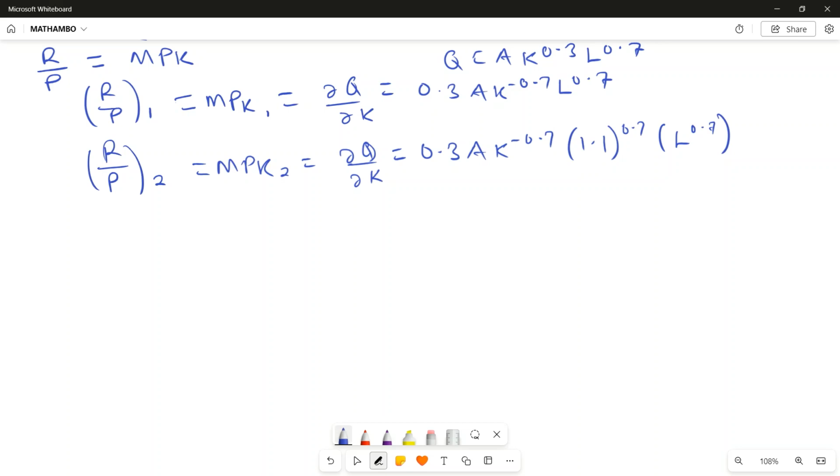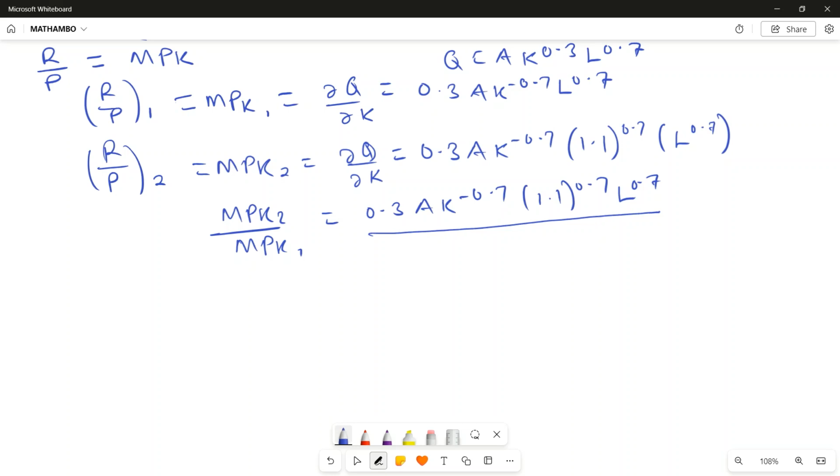Then we'll have to get the ratio of the two. In short, we have to do marginal product of K2 over marginal product of K1. So this will be 0.3 AK to the power negative 0.7, 1.1 to the power 0.7, then L to the power 0.7, divided by the initial marginal product, which is 0.3 AK to the power negative 0.7, then labor to the power 0.7, so that this and that will go, then the labor will cancel.